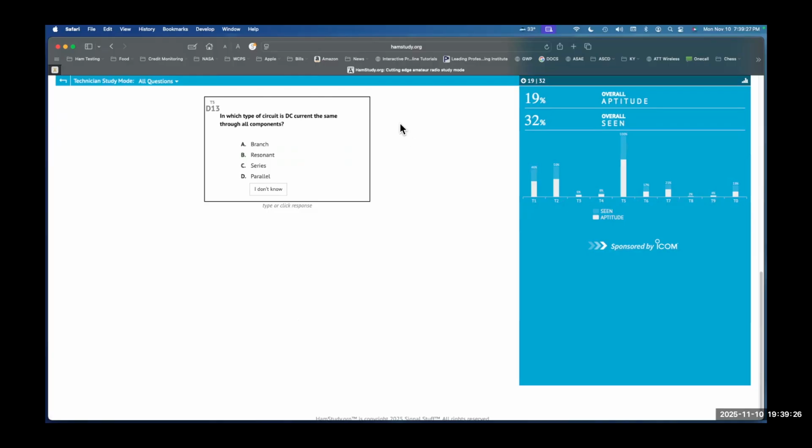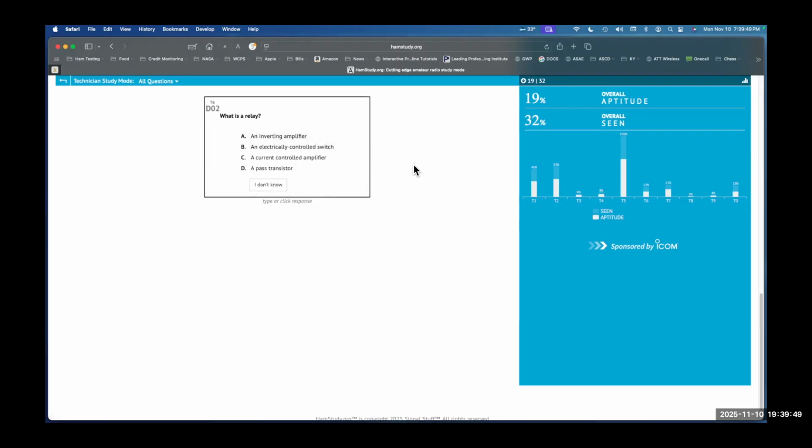And in which type of circuit is a DC current the same through all components? Series. Series? I believe you're right on that. I'll be honest with you, I always got those confused when I was studying.